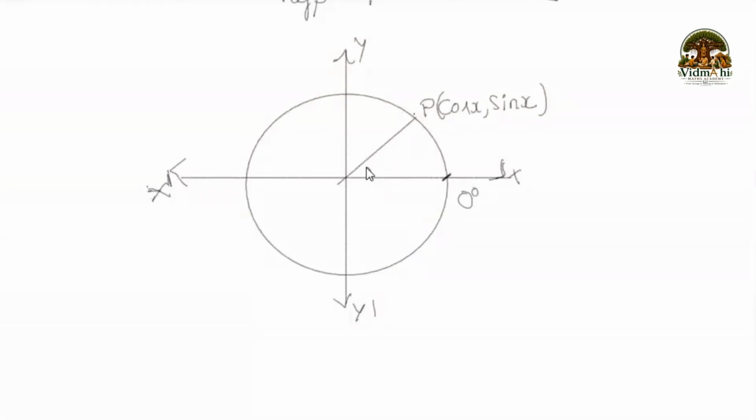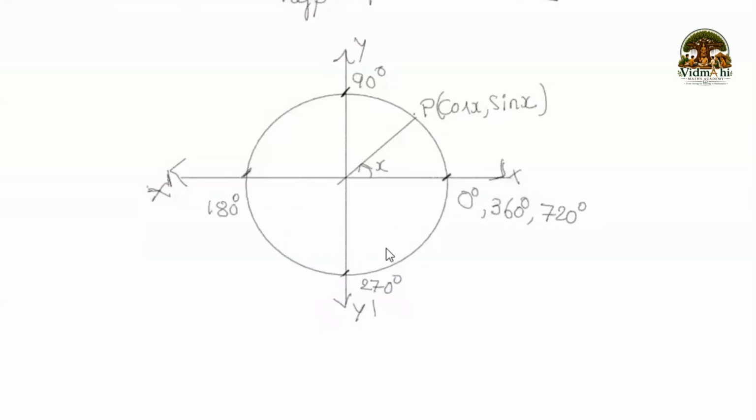Now this is angle x. If the initial ray turns a quarter distance, from here to here, at this point what is the angle? 90 degree, and here it is 180 degree, here 270 degree, and again here 360 degree. Suppose it rotates completely, one rotation, and after two rotations, what is the angle? If it completes two rotations, the angle is 720 degree.